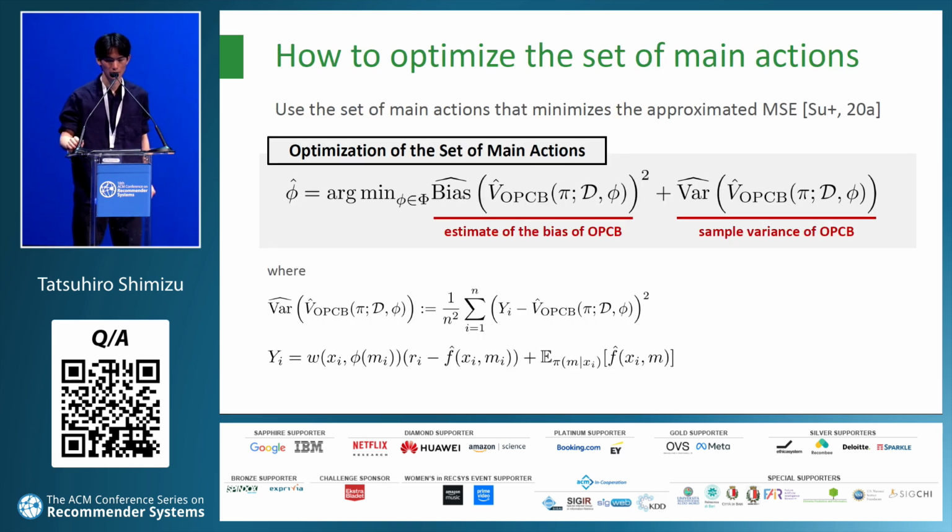Now what remains is to optimize the set of main actions, and we optimize it by using the approximate MSE, where the approximate MSE is the squared estimate of the bias of OPCB plus the sample variance of OPCB.